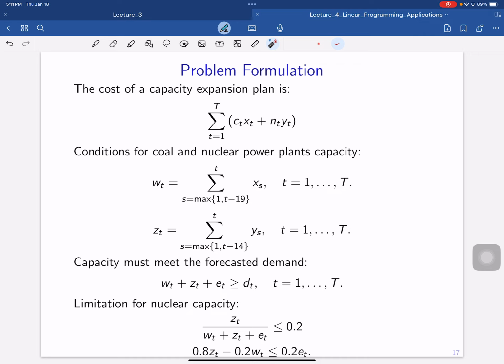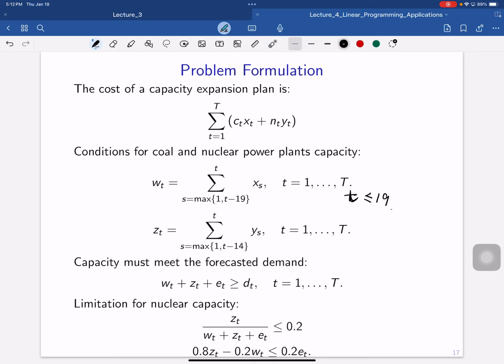Any questions for this problem? Yes? Can you explain the t minus 19 and the t minus 14? Yeah, mathematically? Yeah, sure. So let's say t is less than or equal to 19, right? When you have t less than or equal to 19, then no coal-fired power plant has retired yet, right? So you just sum over all the previous new coal-fired power plants you built, right? So here, when you take the max over 1 and t minus 19, then the max is always 1, right? So you just sum from 1, okay?